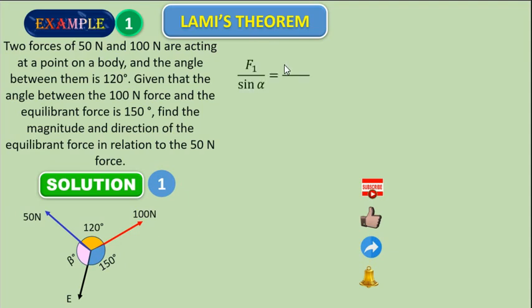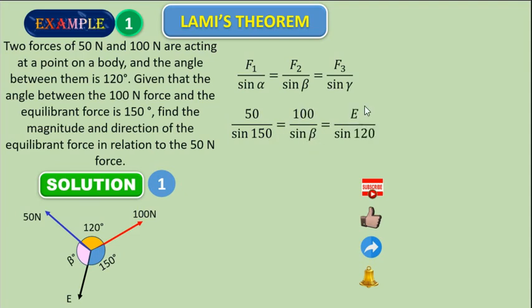In Lami's theorem we know that F1 over sine alpha is equal to F2 over sine beta is equal to F3 over sine gamma. Then we make direct substitution into that formula: 50 over sine 150 is equal to 100 over sine beta is equal to the unknown equilibrant E over sine 120. In solving an equation with three terms like this, we cannot apply any two with two unknowns. So we look at any two with one unknown. 50 over sine 150, all known. E over sine 120, the equilibrant force is the only unknown.